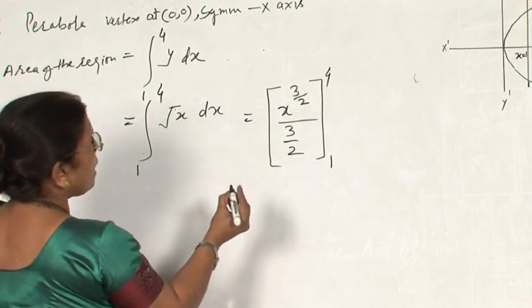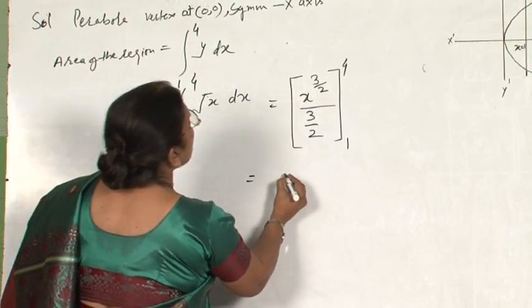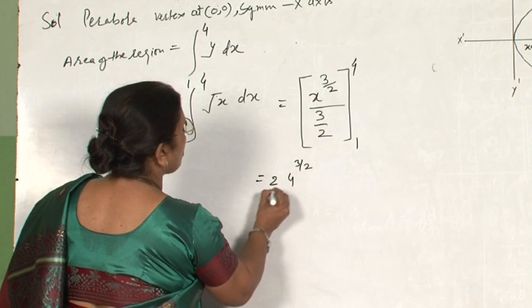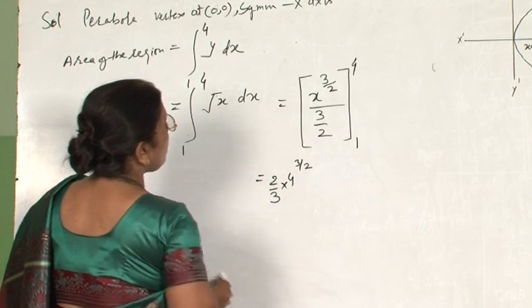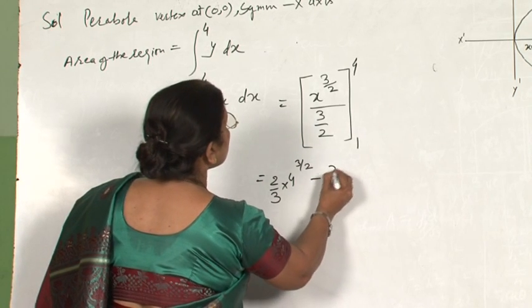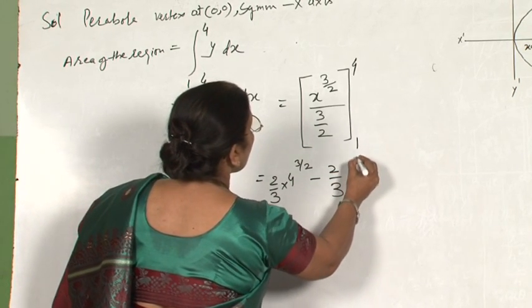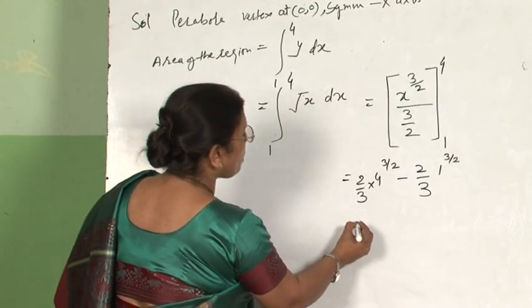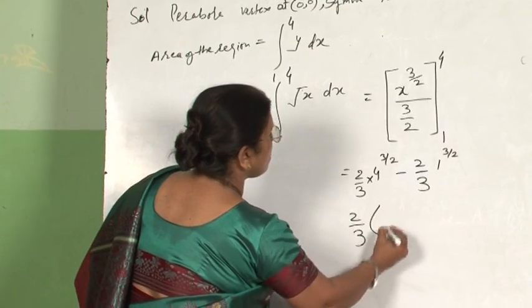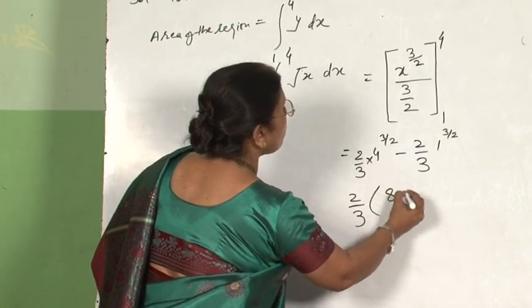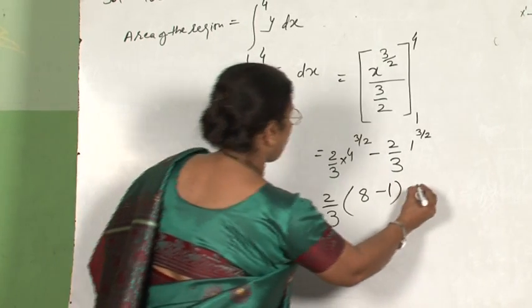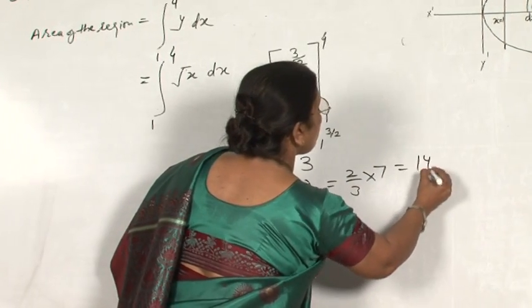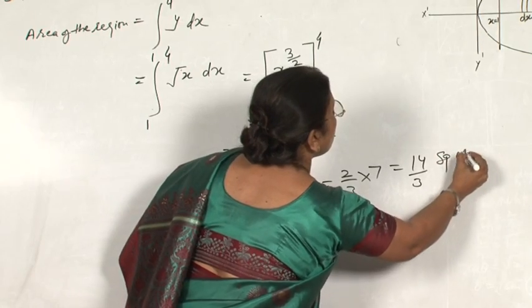Now, if we put the values of x, it becomes 4 to the power 3 by 2. Now, 3 by 2 upon 3 by 2 will become 2 by 3. So, 2 by 3 into 4 to the power 3 by 2 minus 2 by 3 into 1 to the power 3 by 2, which is nothing but 1. Now, what is 4 to the power 3 by 2? This is 8. So, this becomes 2 by 3 common, 8 minus 1, and that is 2 by 3 into 7, that is 14 by 3 square unit.